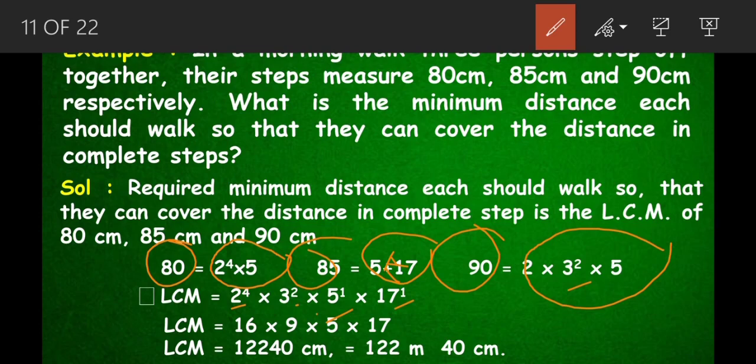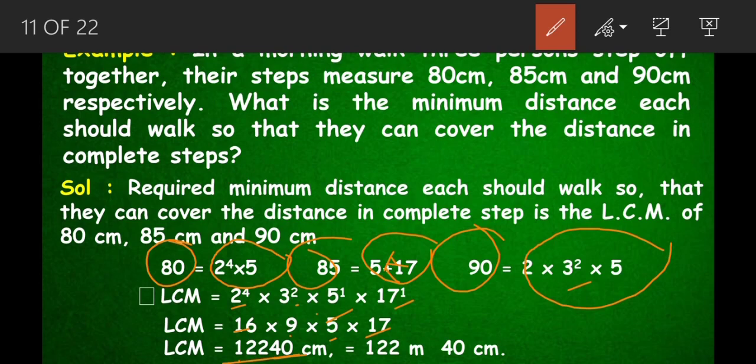Okay, children, don't get confused here, because we are saying least common multiple, and we are taking prime numbers with the greatest exponents. 2 power 4 means 16, 3 square is 9, 5 power 1 is 5, 17 power 1 is 17. We have to multiply all. So what we will get?